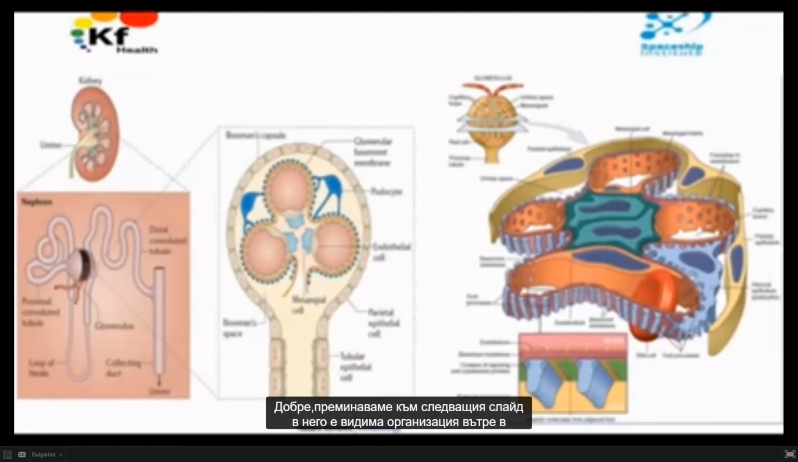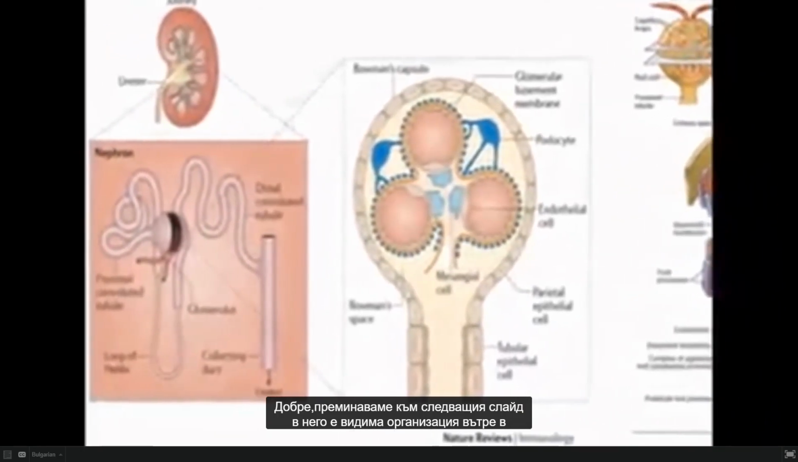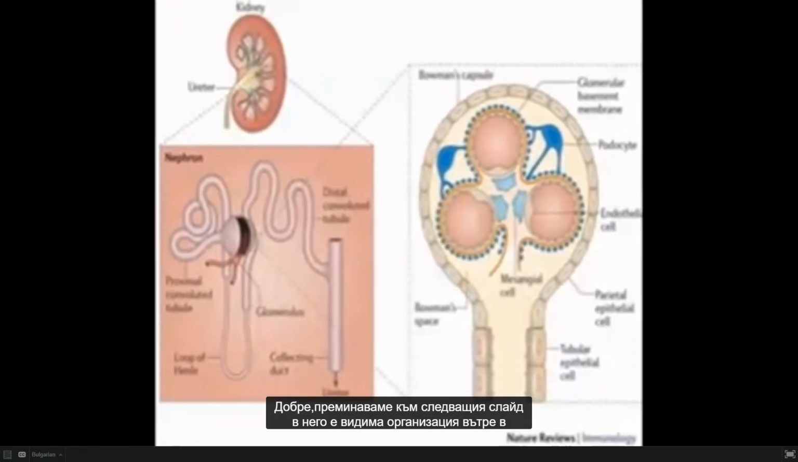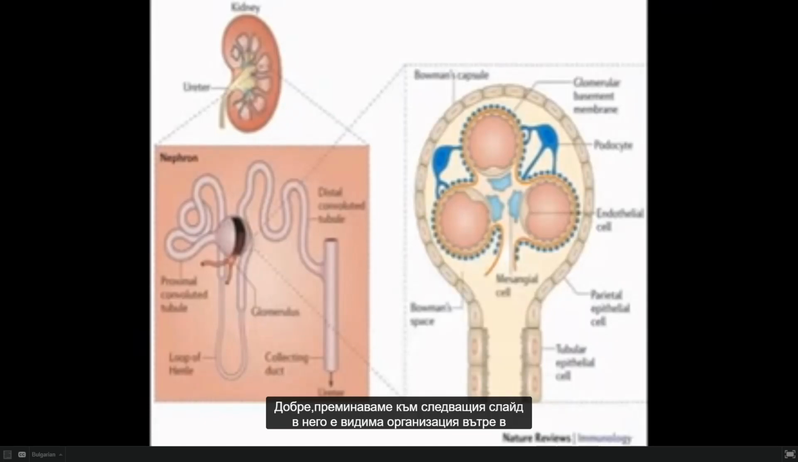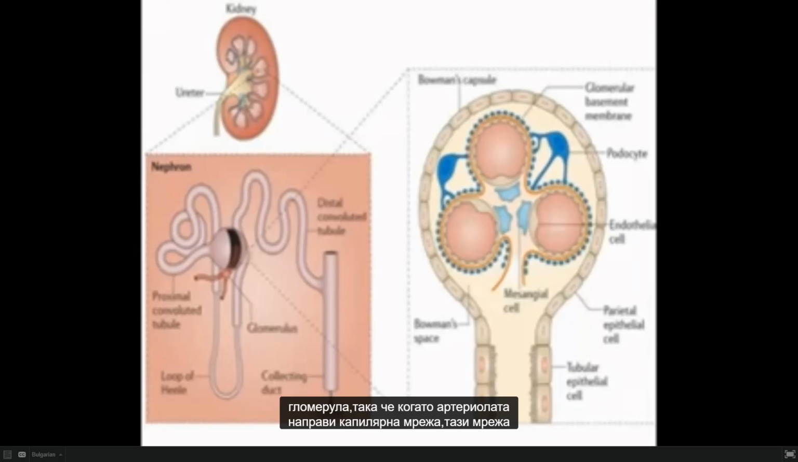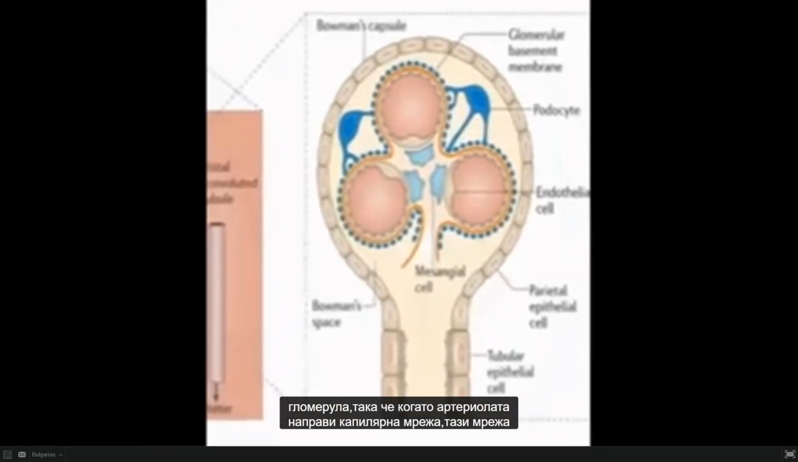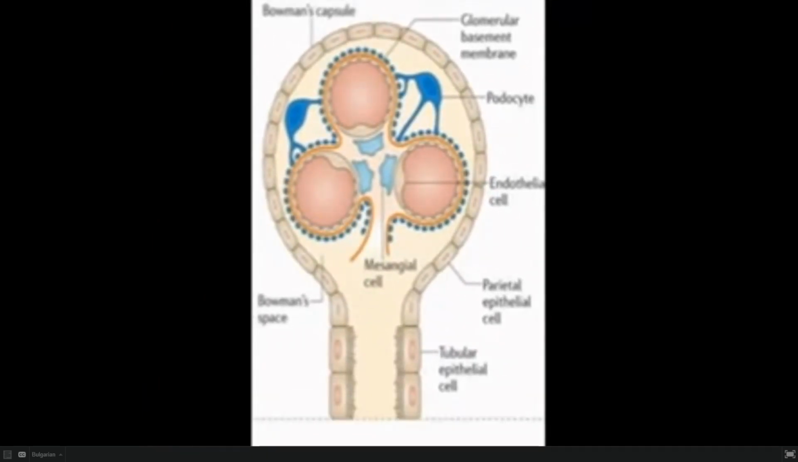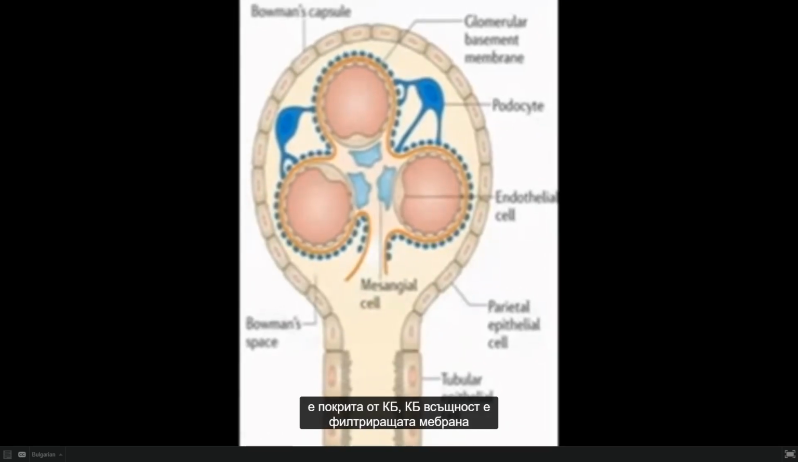Okay, and then we go to the next slide. On that slide, the organization inside of the glomerulus is visible for you. So when the arteriole makes the capillary net, then the whole capillary net is covered by the Bowman capsule. The Bowman capsule is actually the filtering membrane and has a very specific composition.